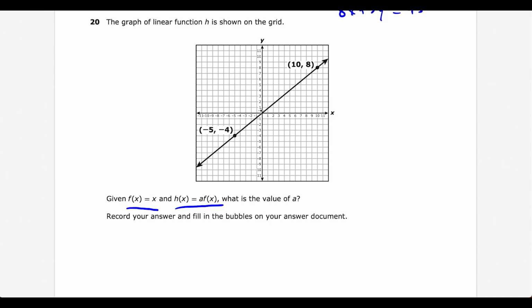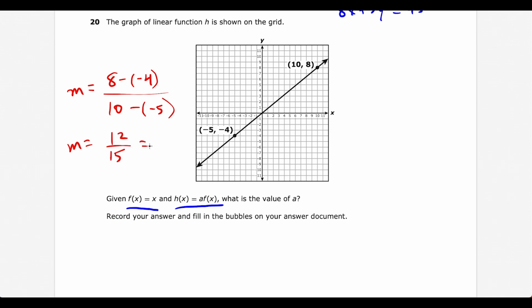But just in case it's not, what we could do is find the slope between these 2 points and then write the equation of the line through any one of those points. So here, the slope of our line, we could just do 8 minus negative 4, and then we're dividing by 10 minus negative 5 like this. And if we work this out, this is going to work out to 12 over 15.